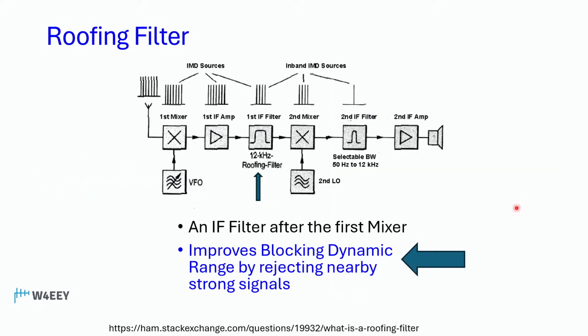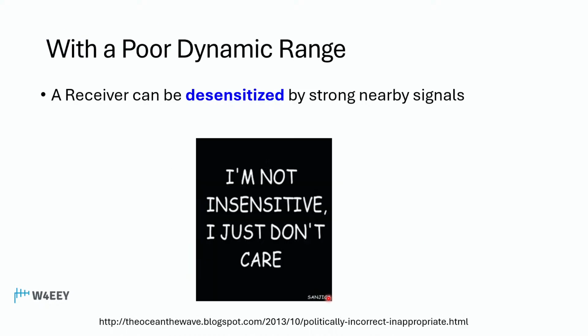And the roofing filter, for example, is added. Here's our signal coming in of the first mixer, the 50 megahertz IF. Here's where an IF filter might be installed. In this case, it's a 12 kilohertz roofing filter. Then the second mixer improves blocking dynamic range by rejecting nearby strong signals. And a radio with a poor dynamic range can easily be desensitized by strong nearby signals.